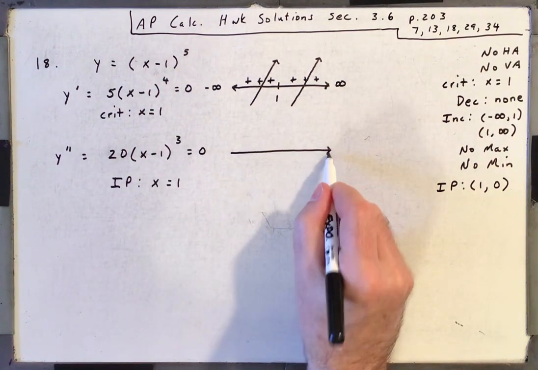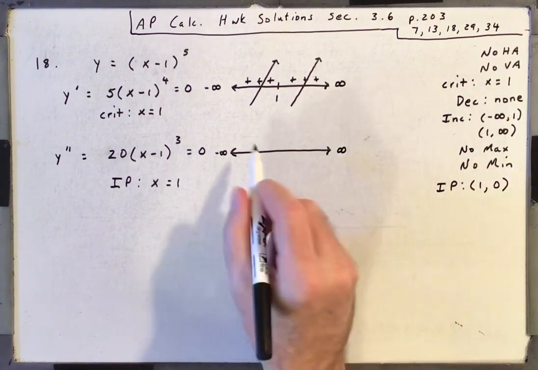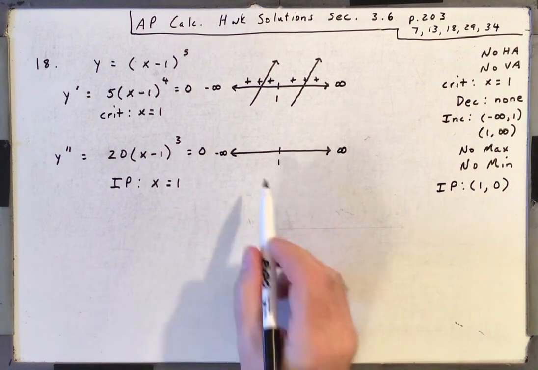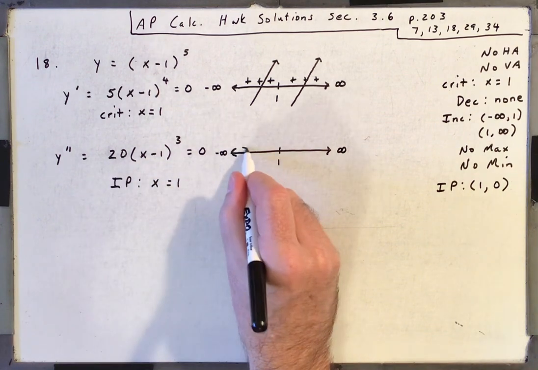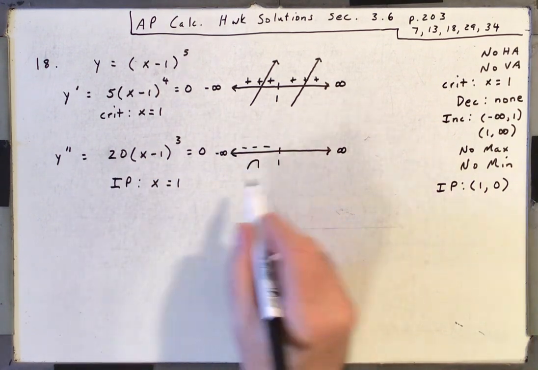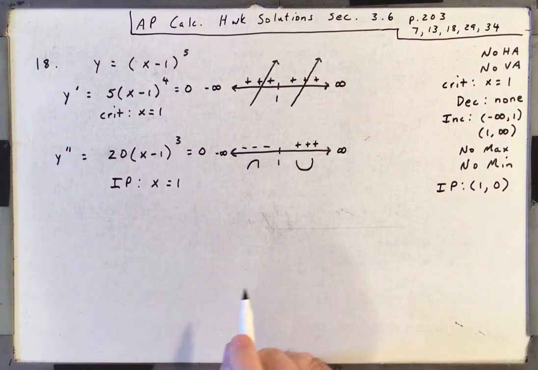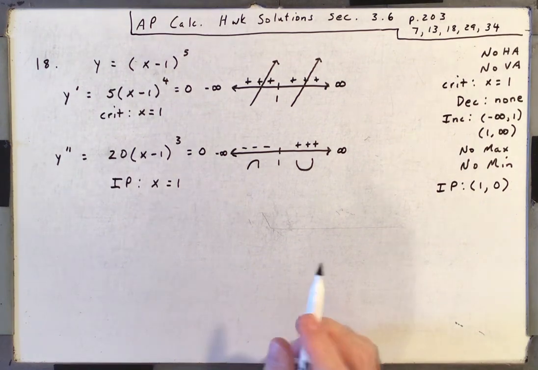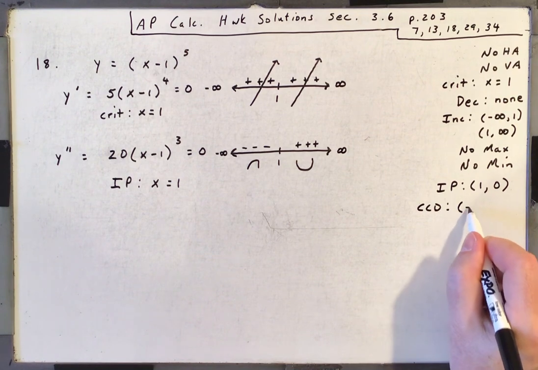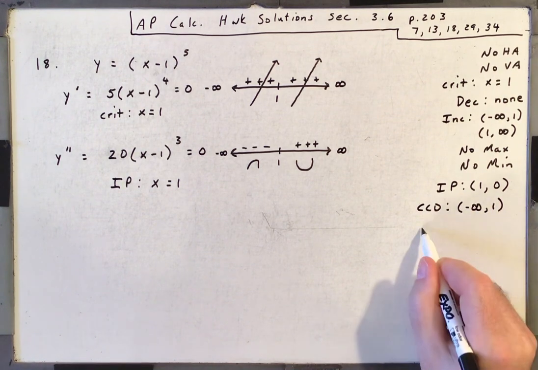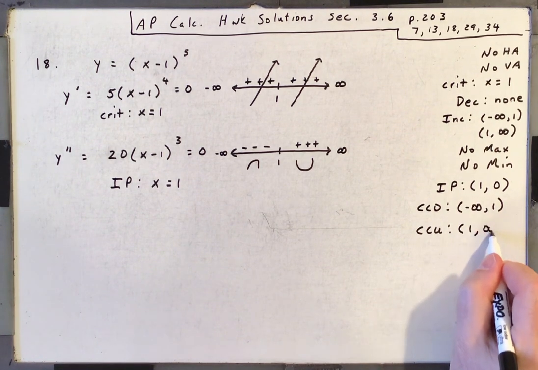Let's do a sign line. Negative infinity to infinity. Figure out the concavity here. We've got a 1. To the left of 1, my favorite is 0. Negative 1 cubed is negative 1, so that's going to be negative. So we are concave down. And greater than 1, the whole thing is going to be positive, so that's concave up. Okay, let's write all that down. Concave down from negative infinity to 1. Concave up from 1 to infinity.